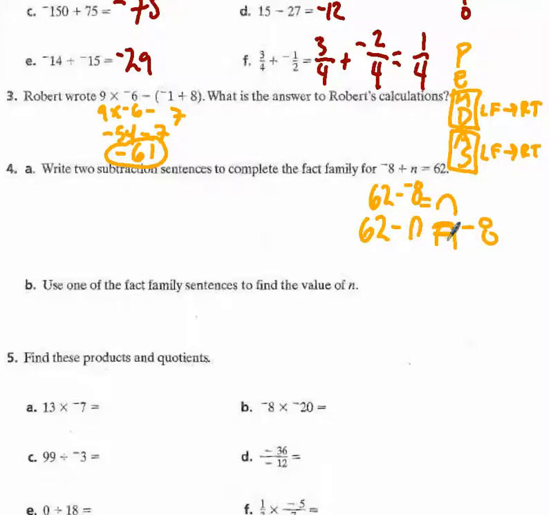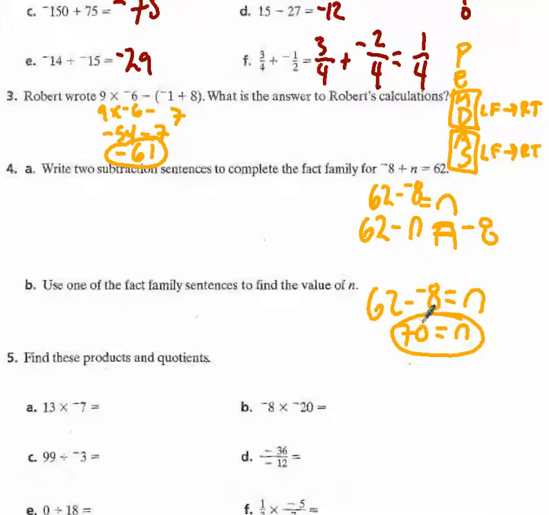Use one of the fact family sentences to find the value of n. So 62 minus -8 is going to equal n. Well, this subtracting a negative is the same as adding a positive, so we get 70 is equal to n.